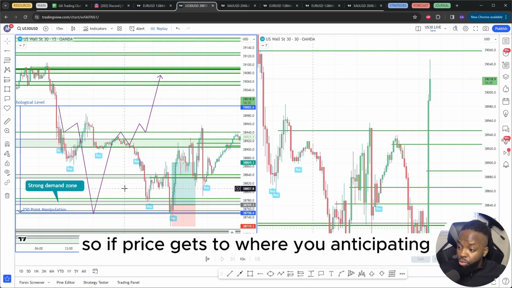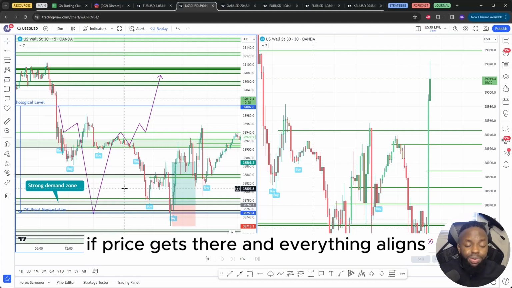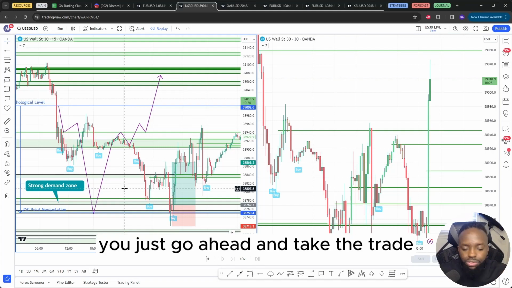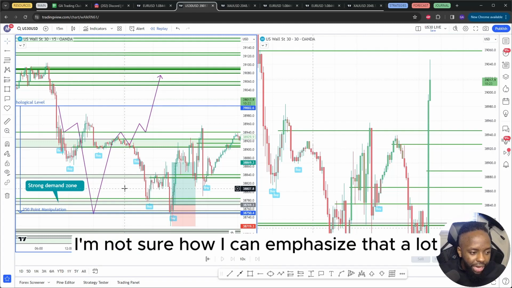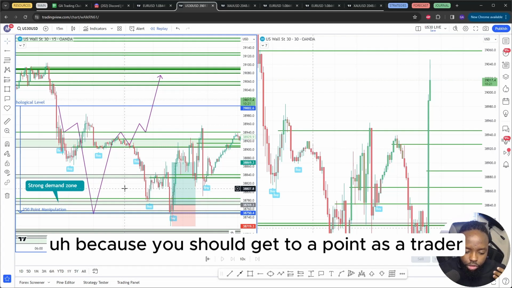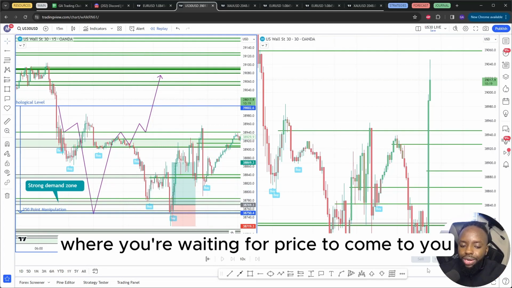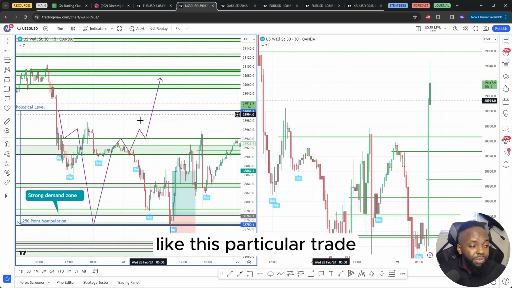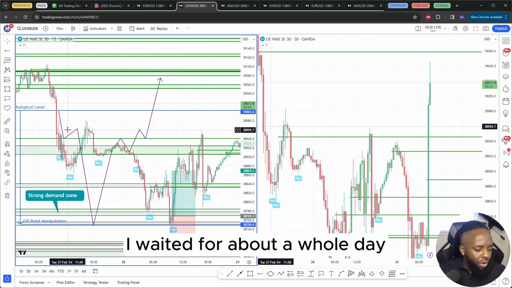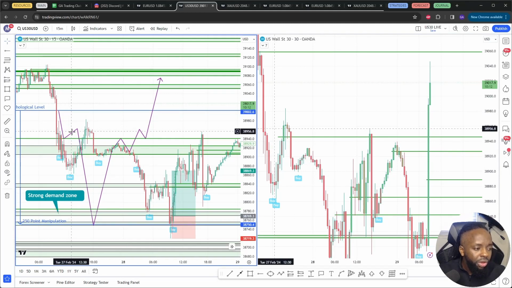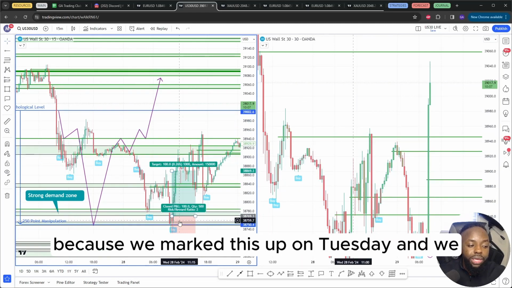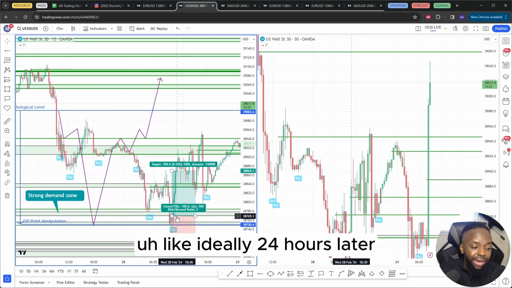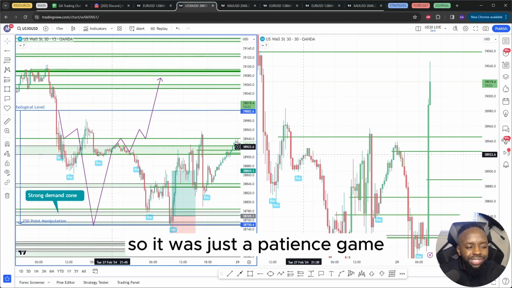So if price gets to where you're anticipating a reaction from, and everything aligns, you just go ahead and take the trade. It's as simple as that. I'm not sure how I can emphasize that enough, because you should get to a point as a trader where you're waiting for price to come to you. For example, with this particular trade, I waited for about a whole day for price to get here, because we marked this up on Tuesday, and I got this trade yesterday, ideally 24 hours later. So it was just a patience game.